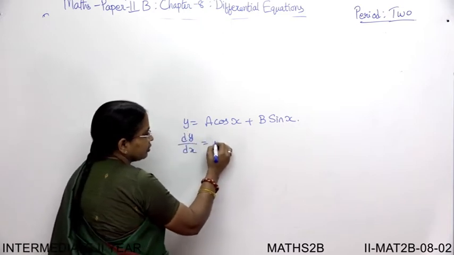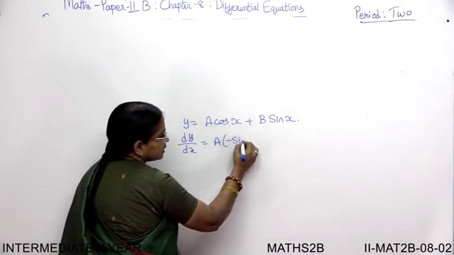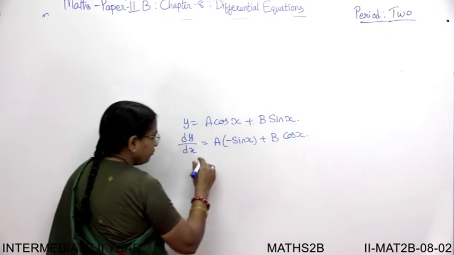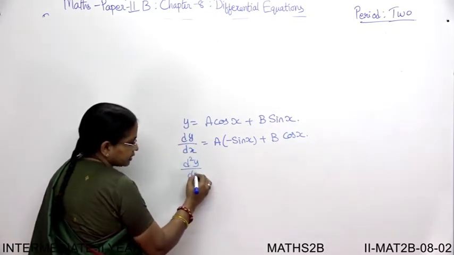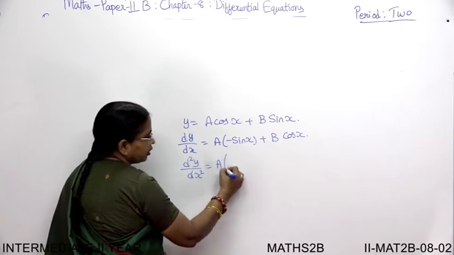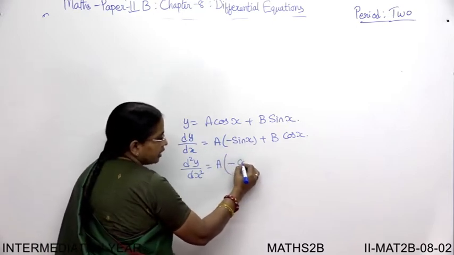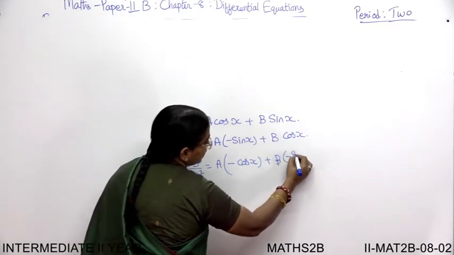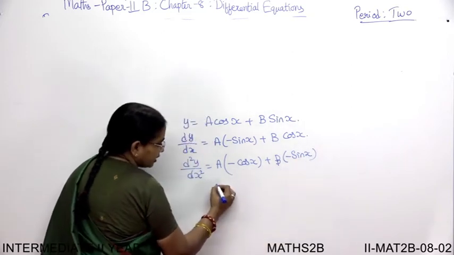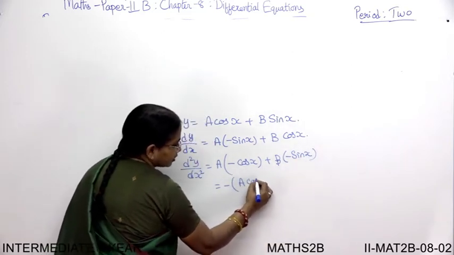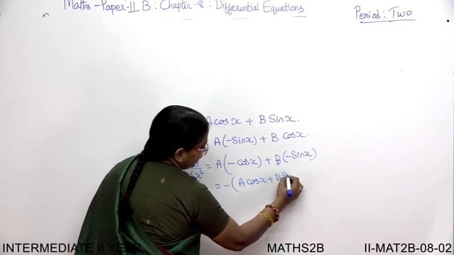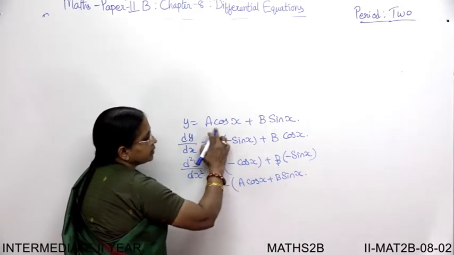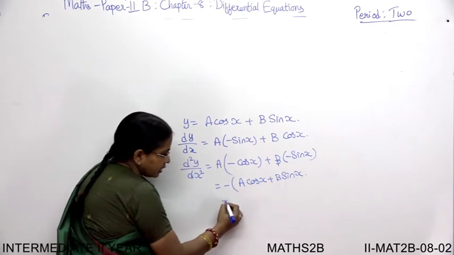So dy by dx is equal to a into derivative of cos x, minus sin x, plus b into derivative of sin x, which is cos x. Again, if you differentiate, d square y by dx square is equal to a into, what is the derivative of minus sin x? Minus cos x, plus b into derivative of cos x, which is minus sin x. So you can take minus 1 common, minus of (a cos x plus b sin x). So here, without using these equations, you can directly eliminate like this. a cos x plus b sin x is nothing but y. So you can just write minus y.